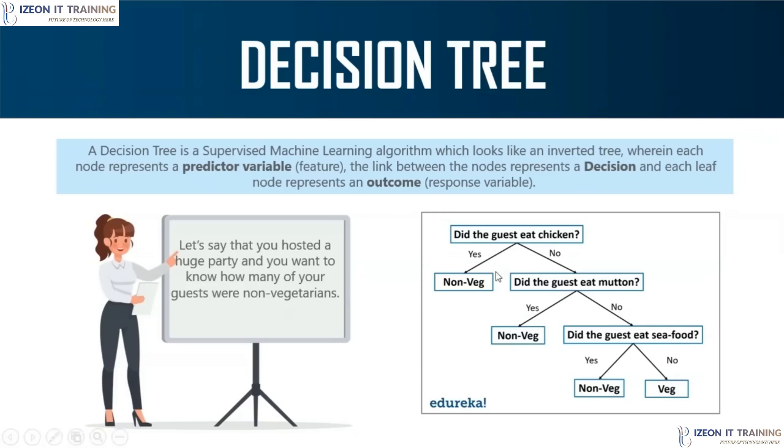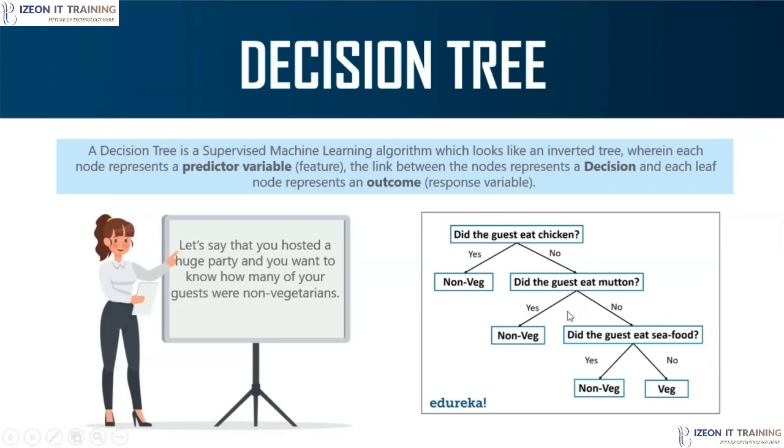Now, if you look at this figure over here, I've created a decision tree that classifies a guest as either vegetarian or non-vegetarian, right? Our last outcome here is non-veg or veg, right? So here you understand that this is a classification algorithm because here you're predicting a categorical value. Each node over here represents a predictor variable. So eat chicken is one variable, eat mutton is one variable, seafood is another variable, right? So each node represents a predictor variable that will help you conclude whether or not a guest is a non-vegetarian.